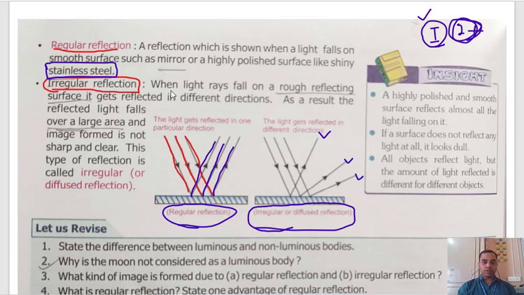Now, irregular reflection: when light rays fall on a rough reflecting surface, rough one meaning like this, in this case the irregular reflection comes into picture. So irregular reflection is called diffused reflection. Okay.